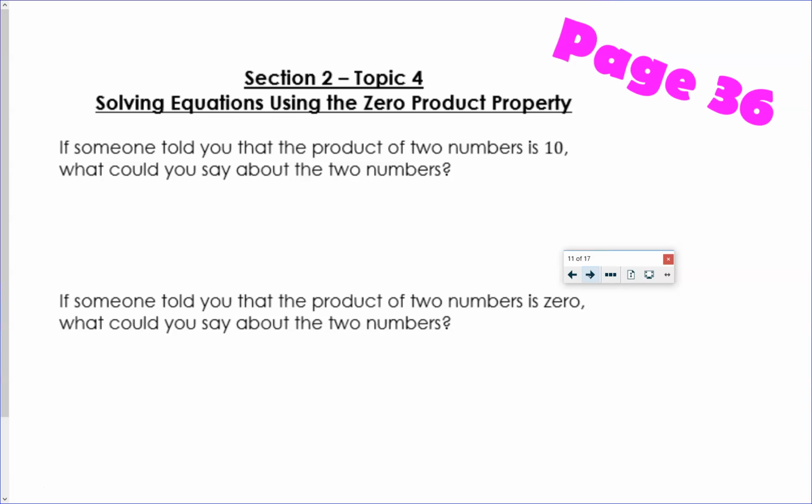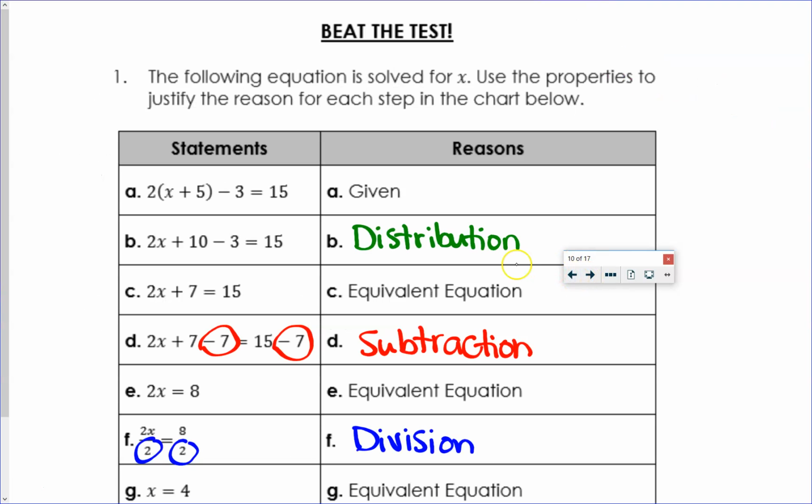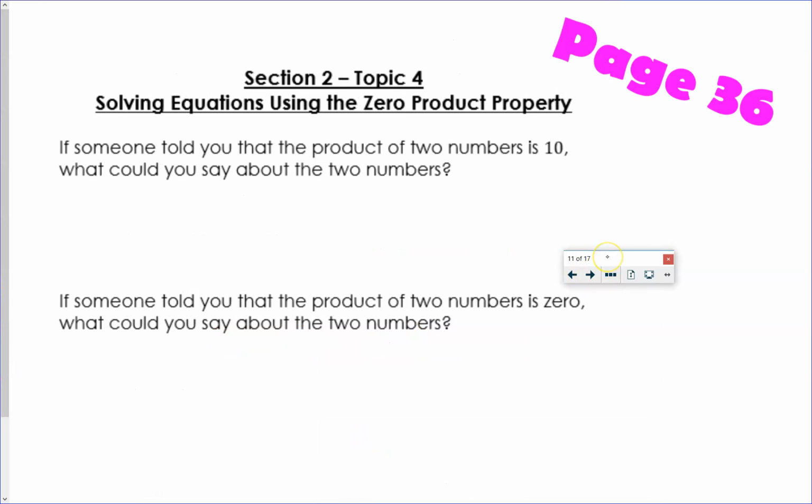All right, so we're going to now go on to topic 4. So that was all for topic 3, okay? Topic 4, we're going to talk about using the zero product property to solve equations, okay? So go ahead and turn to page 36, and let's move on to topic 4.